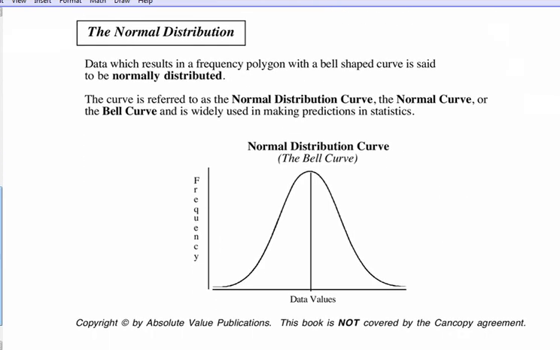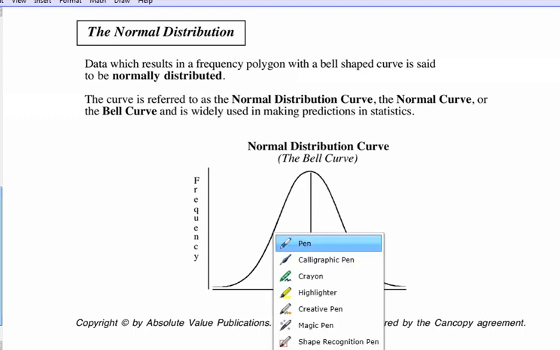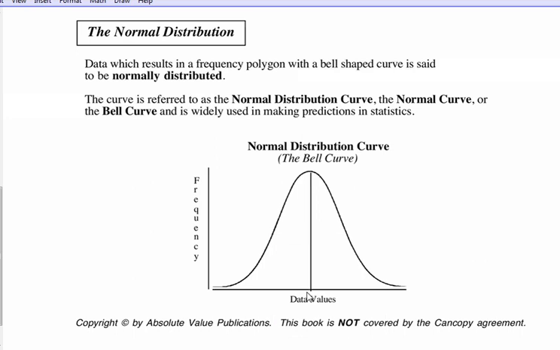So the normal distribution is this bell-shaped curve. Data which can result in a frequency polygon with a bell-shaped curve is said to be normally distributed. So it's a normal distribution, something that's very common. And so the normal distribution is referring to the normal curve or the bell curve.